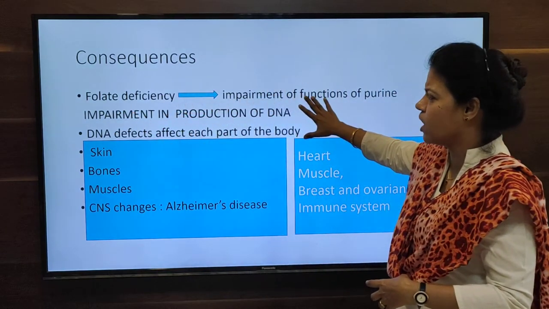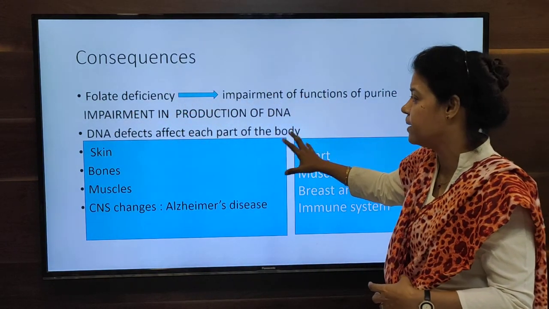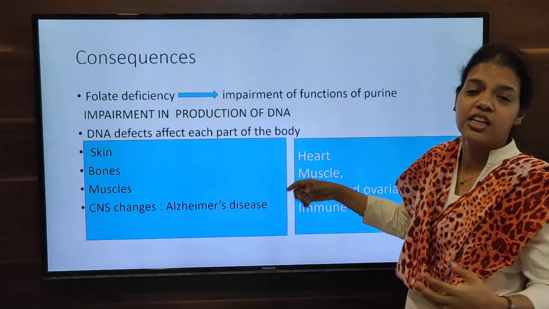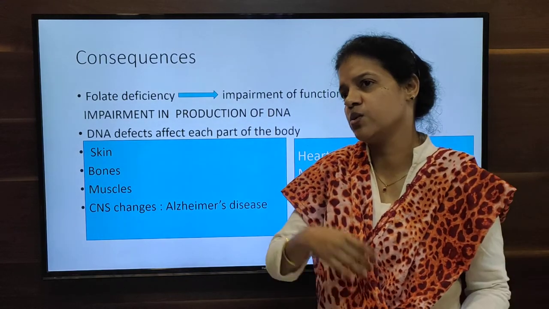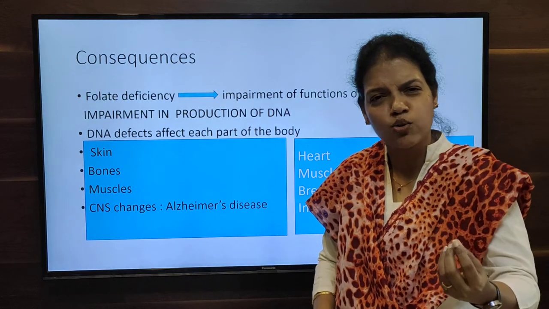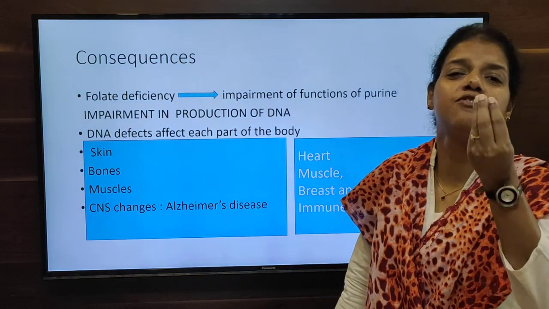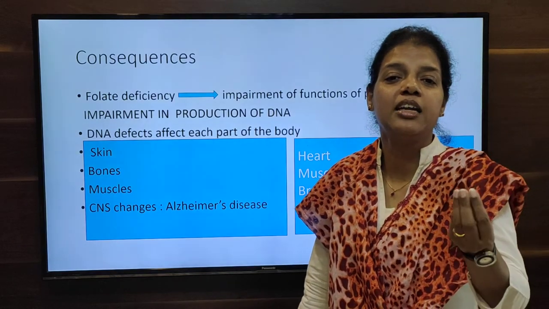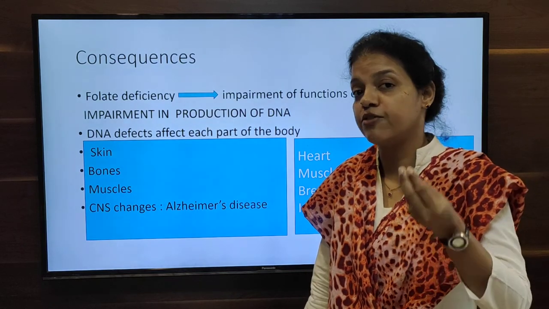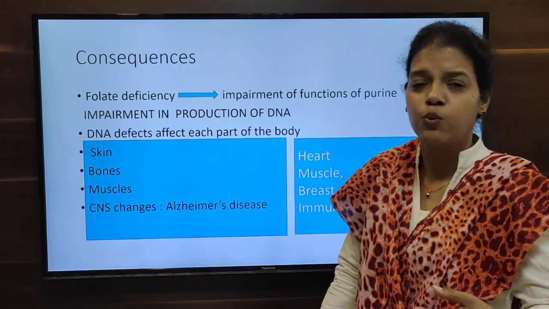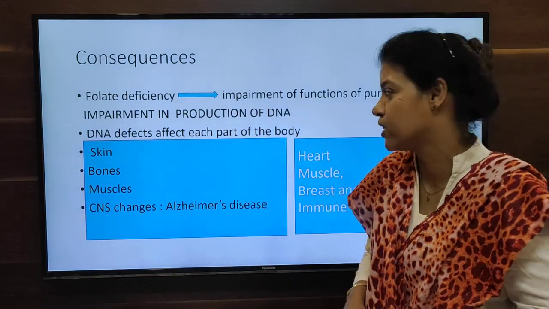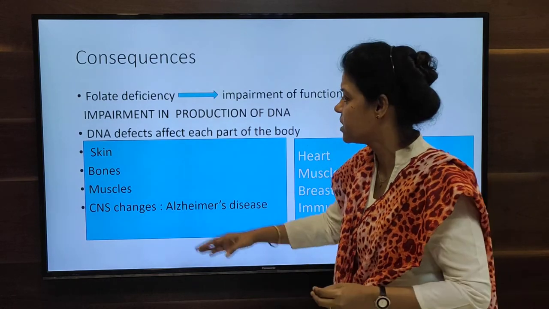This is the most important outcome of that. There is impairment in production of DNA, and DNA defects affect each and every part of our body. So now we think of cardiovascular diseases, we think of diabetes, we think of cancer. No, it's not that simple. These are micronutrients. When we say micronutrients, they are required in very small quantities, and they are available from sources which cost the least. But the functions that they have are so systemic, which means every part of our body is affected by this key ingredient, by this simple micronutrient, a water-soluble B nutrient.